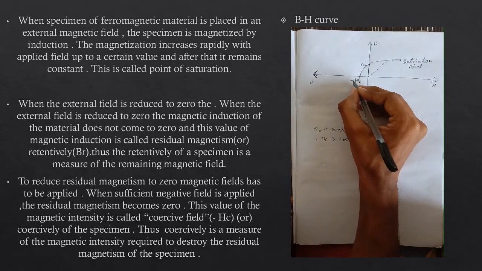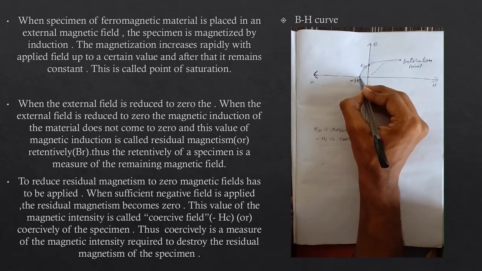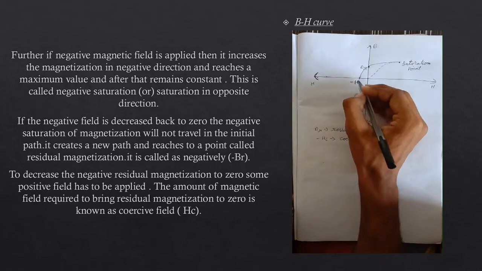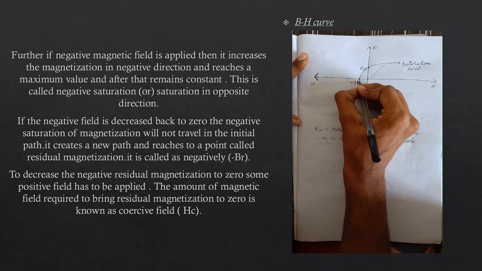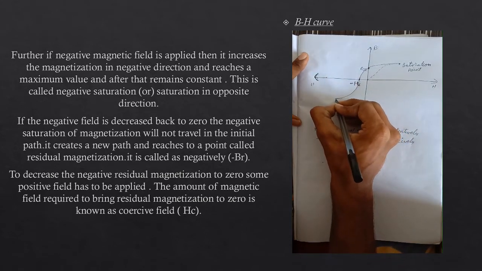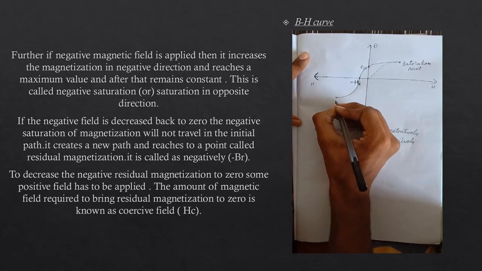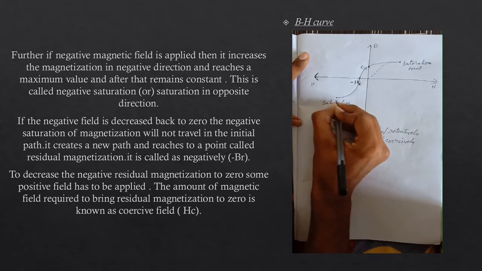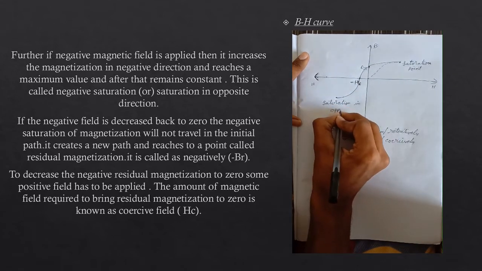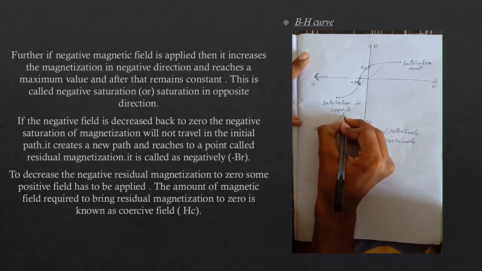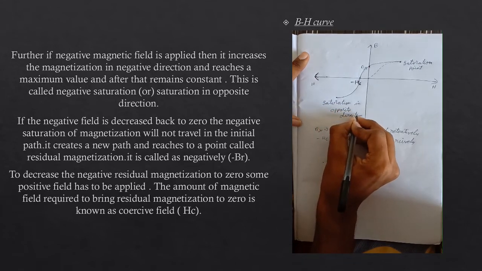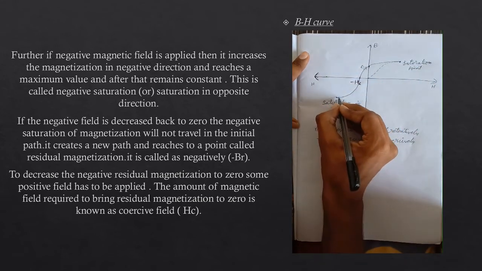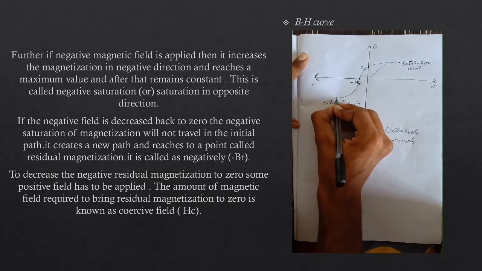As we are using this negative magnetic field to make the residual magnetism zero, and further we increase the negative magnetic field again, it reaches a saturation point, and that saturation point is called saturation in the opposite direction. As the earlier one is the normal direction and this is the opposite direction, this point is also called negative saturation.